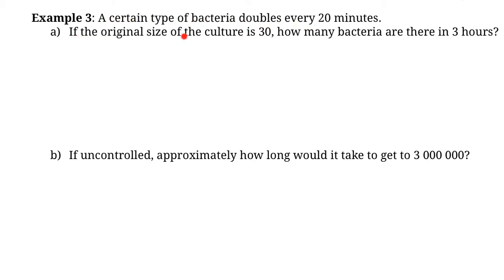In the next problem, a certain type of bacteria doubles every 20 minutes. If the original size of the culture is 30, how many bacteria are there in 3 hours? So let's actually make a table for this one. Our independent variable here is going to be time, and from the question, it's in minutes. And then our dependent variable is the number of the bacteria.